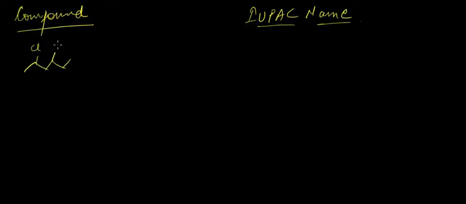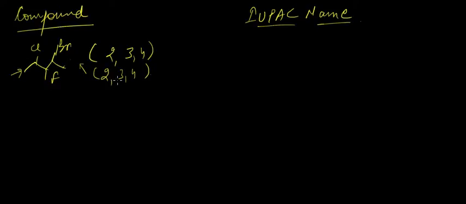We have chloro, bromo, and fluoro groups attached here. If we start from this carbon, we can have substituted atoms at carbon number 2, 3, and 4, right? And if we start from this carbon, we have attachments at, okay, let's make this example more interesting. Let's remove this carbon atom. Now we have substituents again at carbon atom 2, 3, and 4. So which chain to actually choose from?